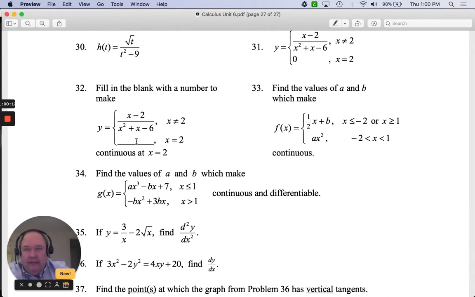Number 33. Find the values which make that continuous. So plug -2 into the top, and plug -2 into the bottom, and there's one equation. Take +1 and do the same thing. Plug +1 into the top, and +1 into the bottom.